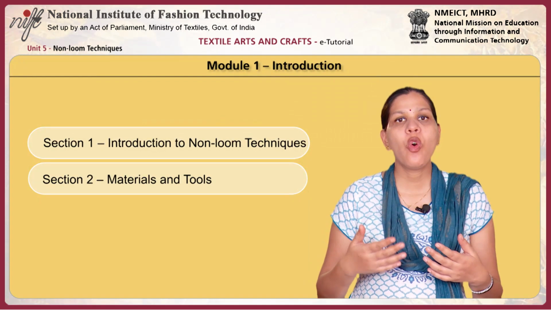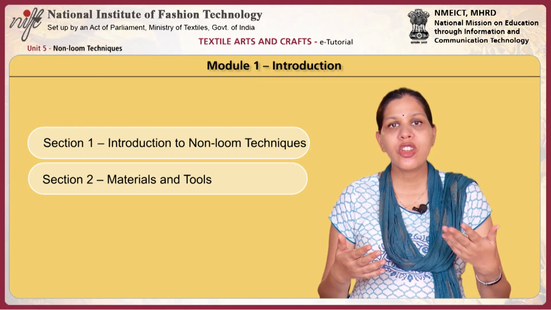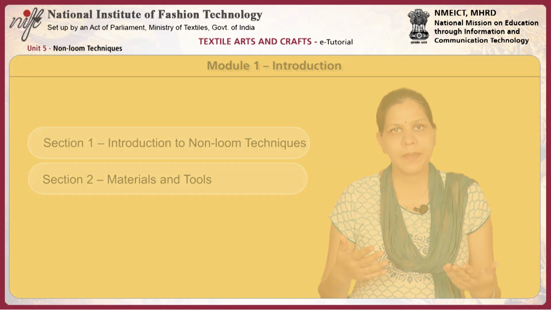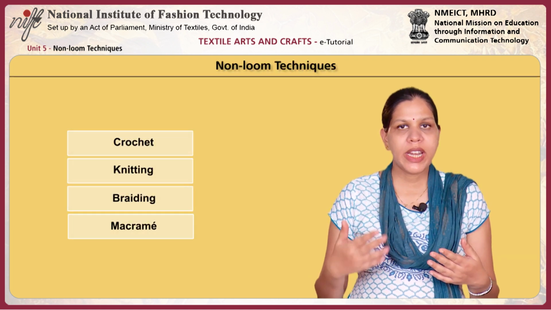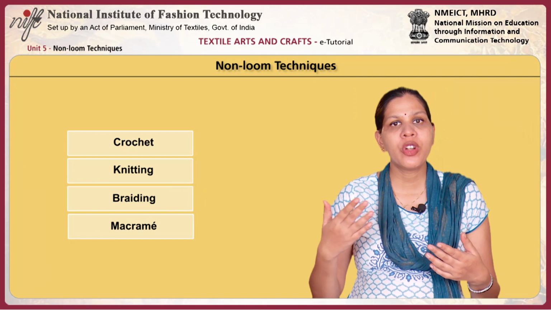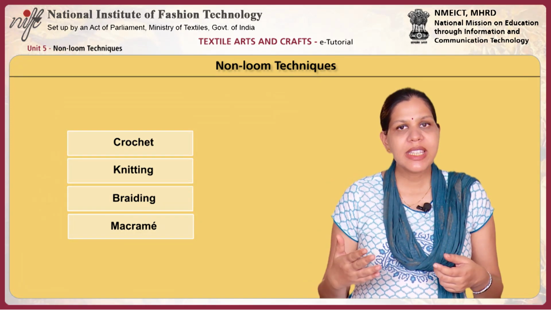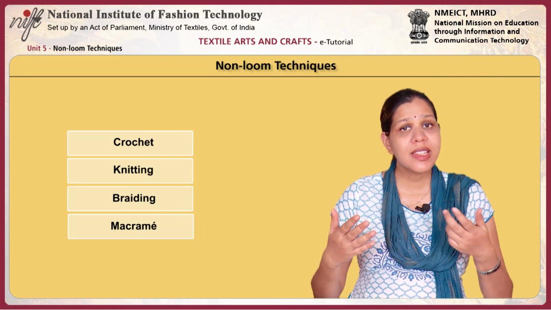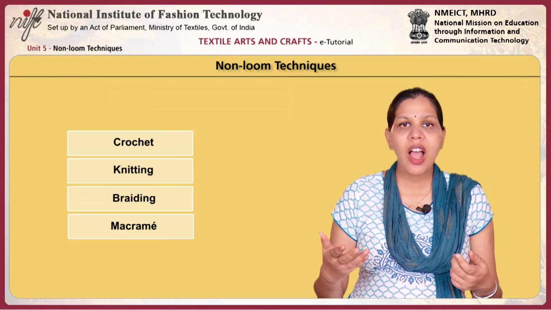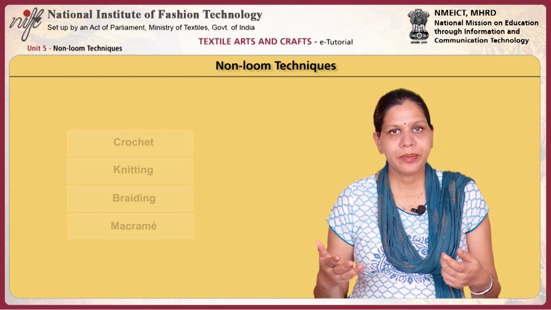This module gives an overview of different non-loom techniques and the different materials and tools used in these techniques. The first section introduces you to different non-loom techniques. Non-loom techniques refer to special fabric production techniques which are not made by weaving. These techniques require minimum tools and can be easily learnt and executed. These techniques are crochet, knitting, braiding and macrame.